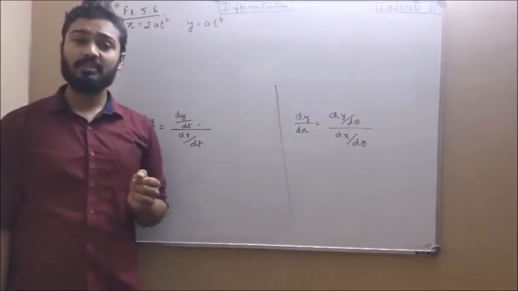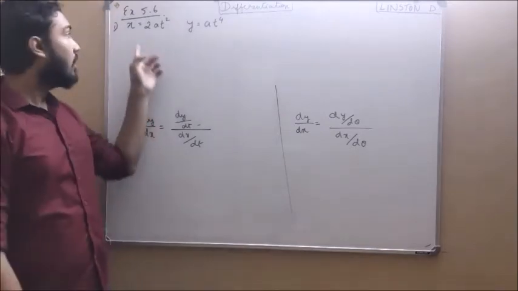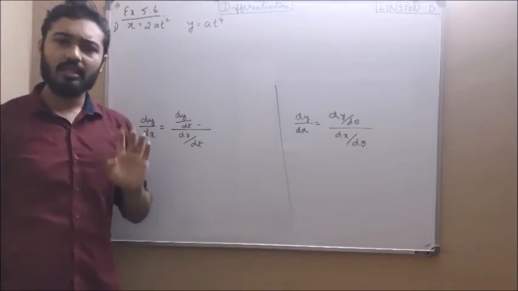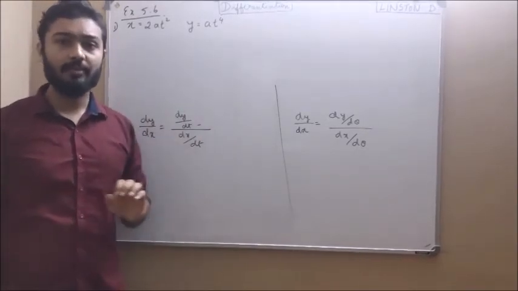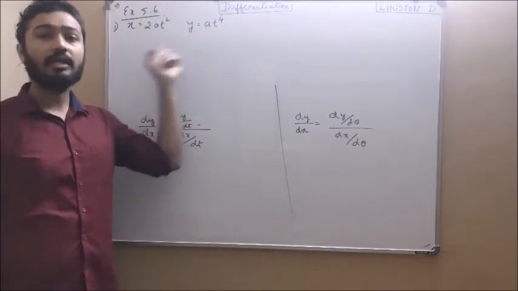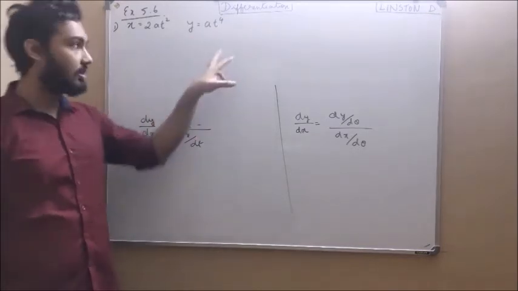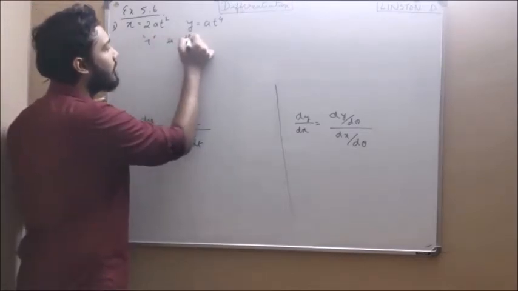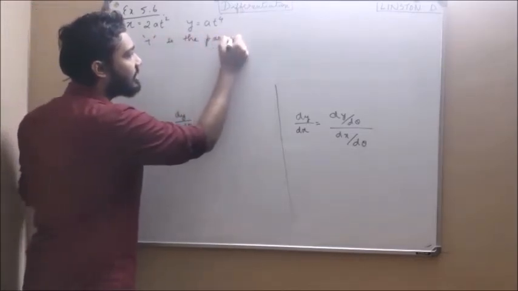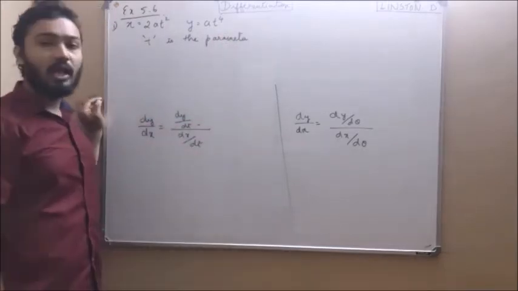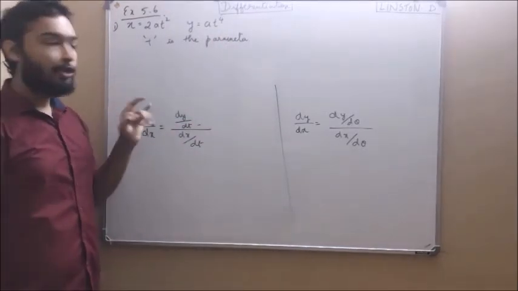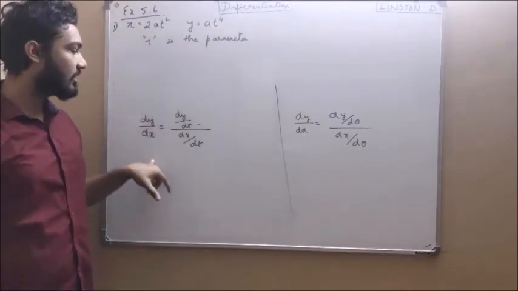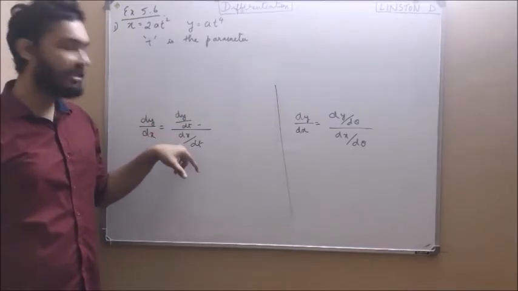We'll do exercise 5.6. First question: x equal to 2at square, y equal to a t to the power 4. Here this is a parametric equation. Why? Because both x and y are in terms of a third variable, t. Here the third variable is t. So t is nothing but the parameter. Now, how to solve this? You know, if t is the parameter, the third variable, then dy by dx is nothing but dy by dt divided by dx by dt.